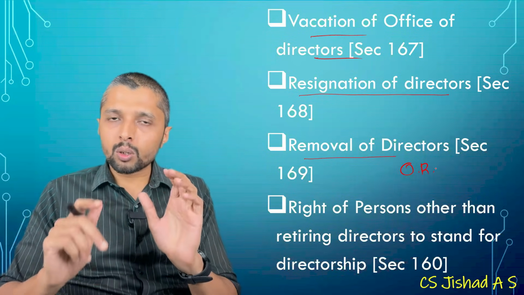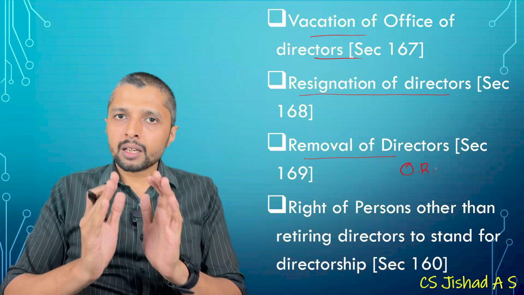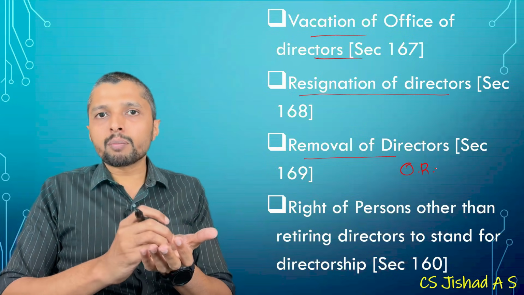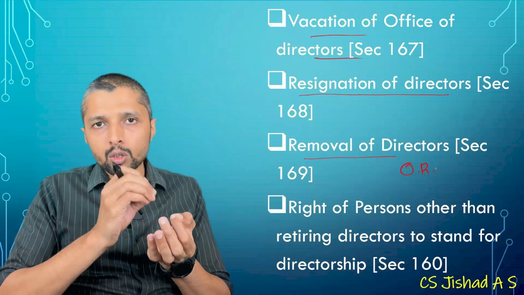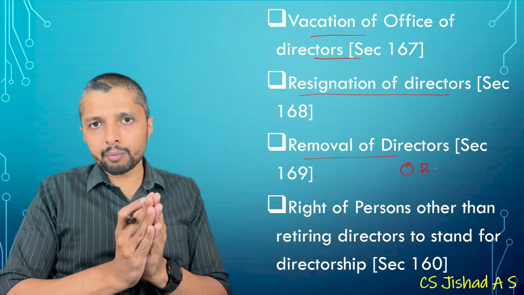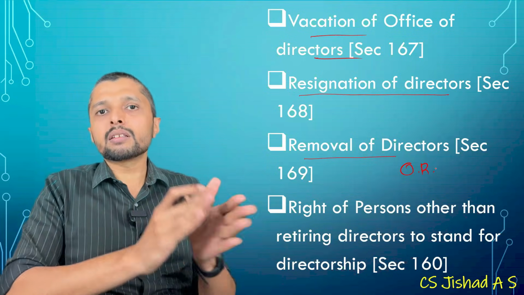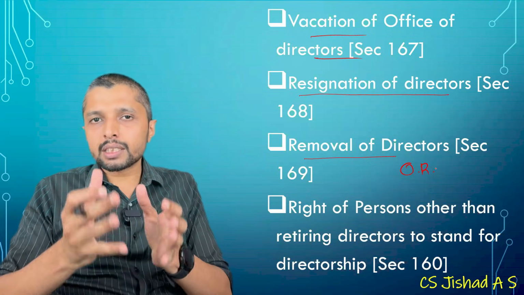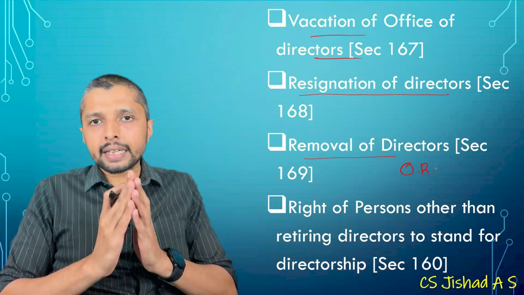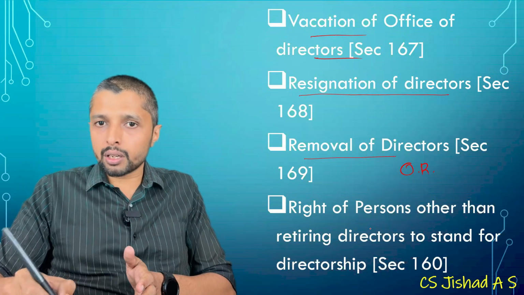Special notice means a notice which is given by the company, by the members having 1% of voting power or holding 5 lakh rupees, whichever is less. It has to be given at least 14 days before the general meeting and not earlier than 3 months of the general meeting. So once the special notice is received, that will be discussed in the general meeting, and the director can be removed by passing an ordinary resolution.